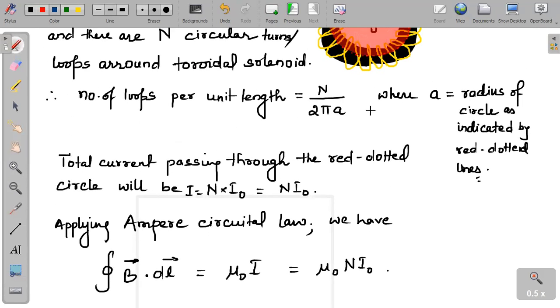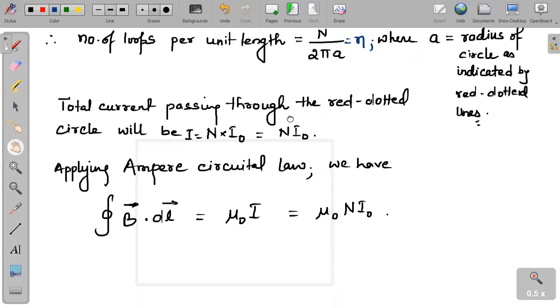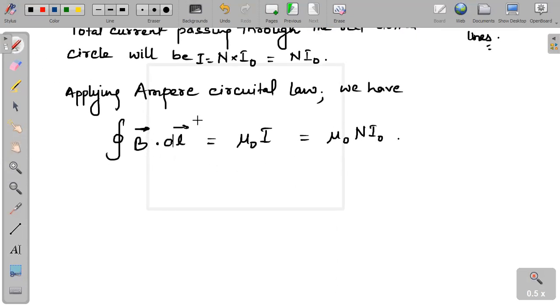This number might be taken as small n. And this small n is nothing but the number of loops per unit length, the number of turns per unit length. So I is replaced with N I naught, the total current passing through the circular loop. B and dl, B vector and dl vector, how are they going to be related?